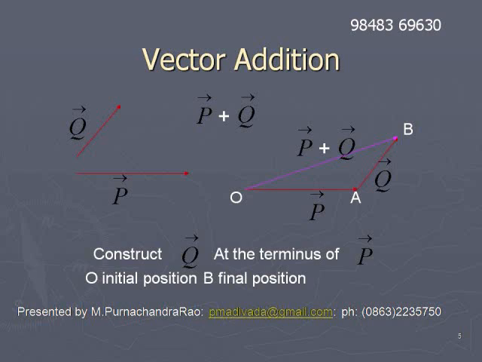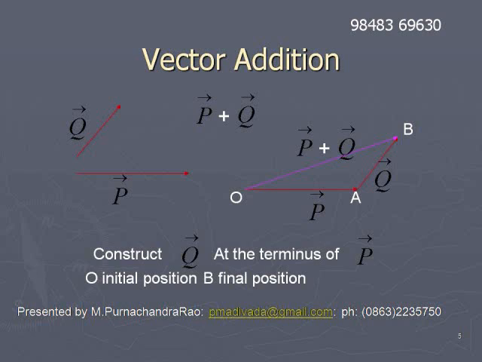That means the tail of q bar should be constructed at A. The tail of q bar should coincide with A, and AB bar should be parallel to q bar and its length should be equal to q bar. The direction should be parallel to q bar, and the tail of q bar should be at A. Now we have constructed q bar at the head of p bar.